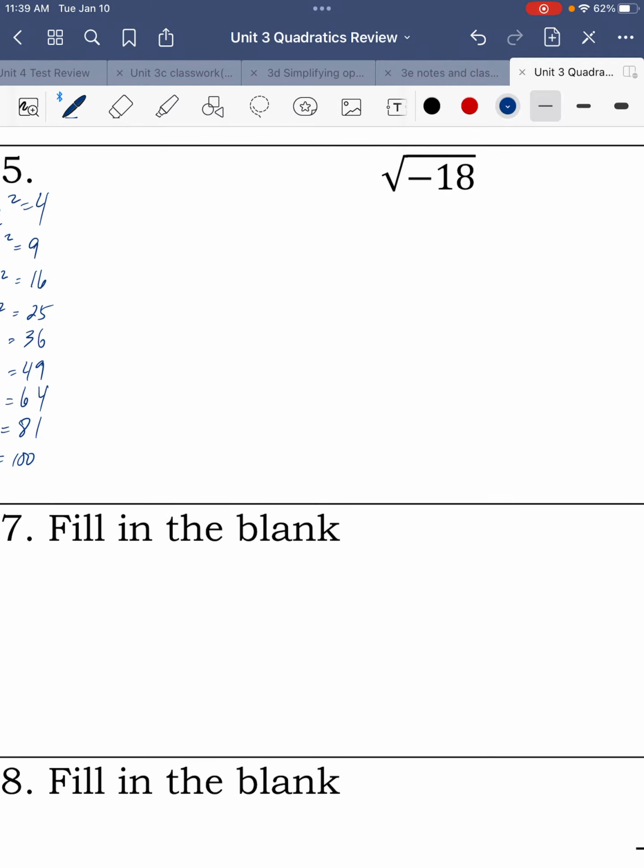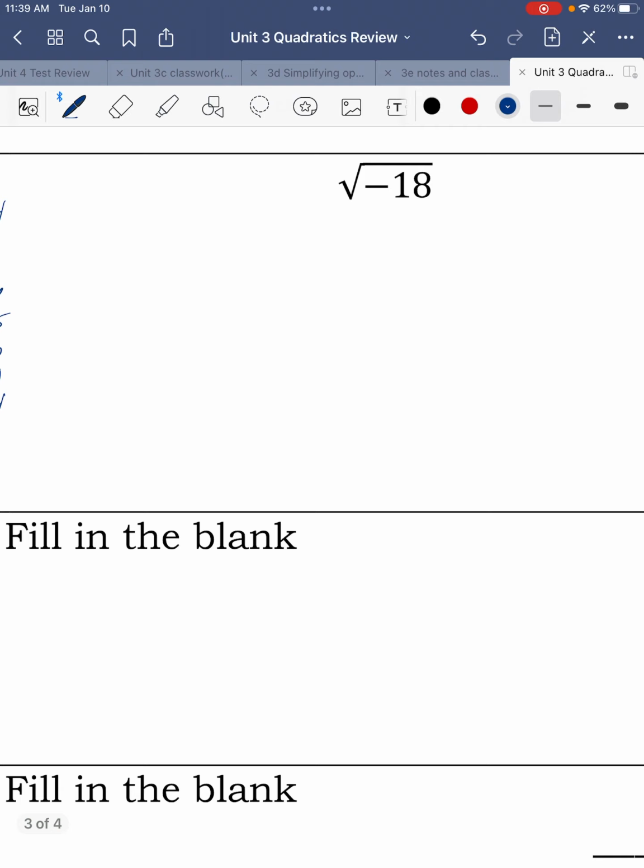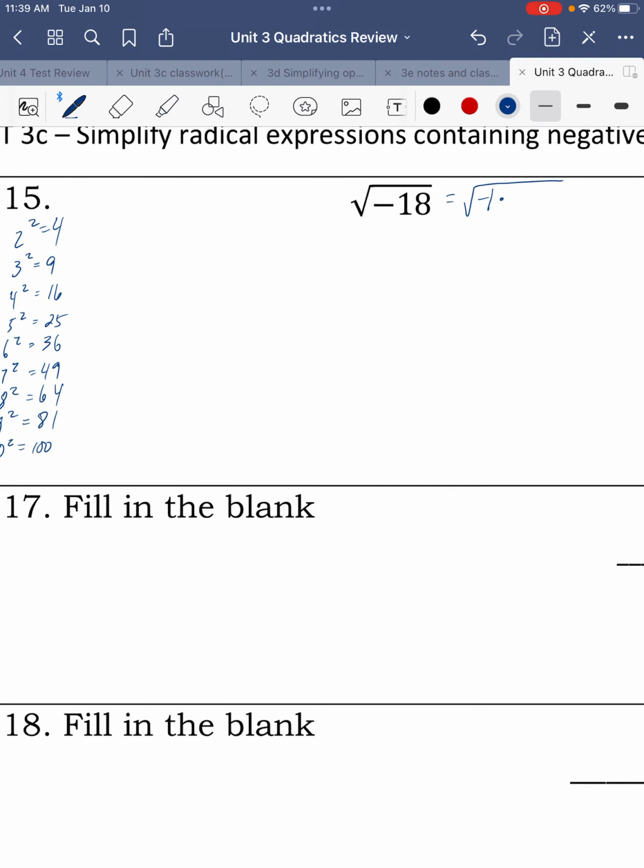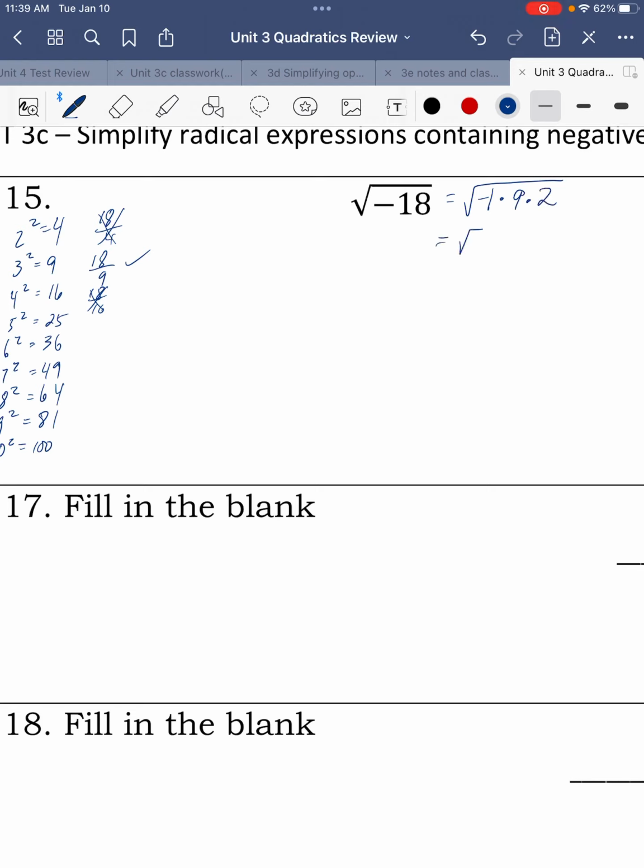81 and 100. So I need to think about the square root of negative 18. I just think about 18. So we're going to break this down. The negative is going to be the 1. 18, is that divisible by 4? No. 18 divided by 9? Yes. Is 18 divided by 16? No. And I don't have to go any higher. So divide by 9. So it's 9 times 2 is 18.